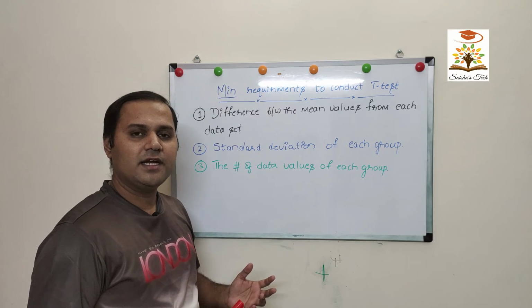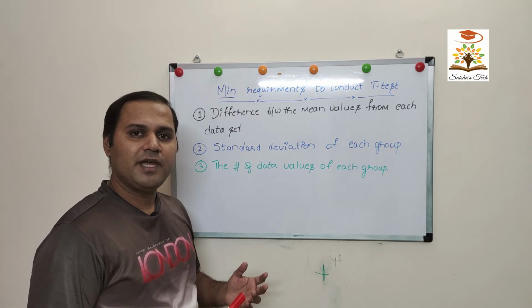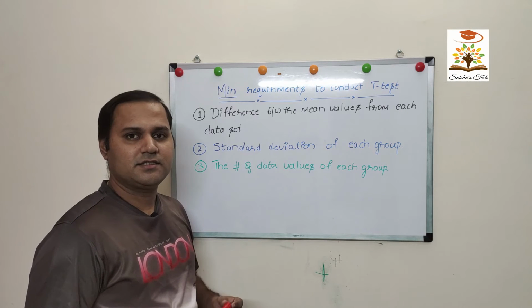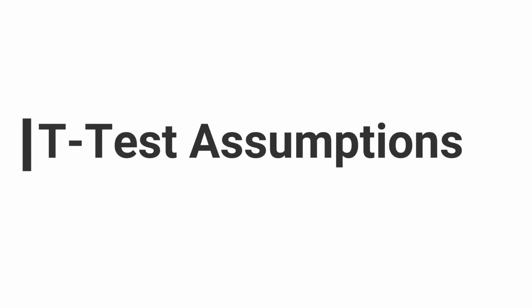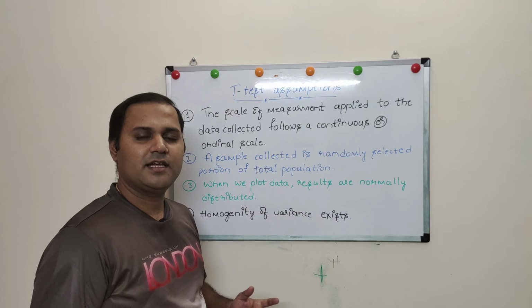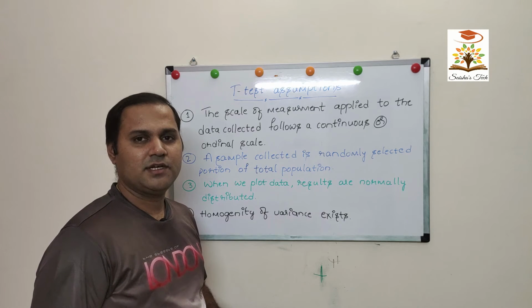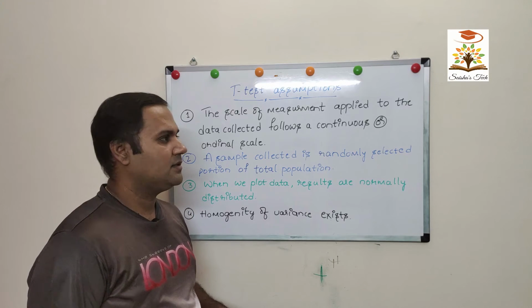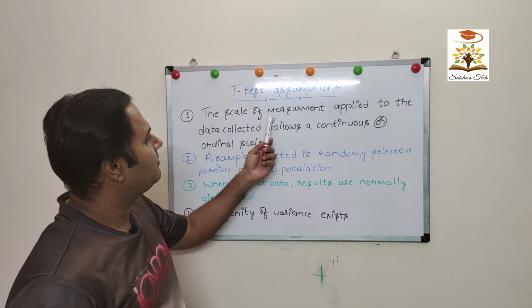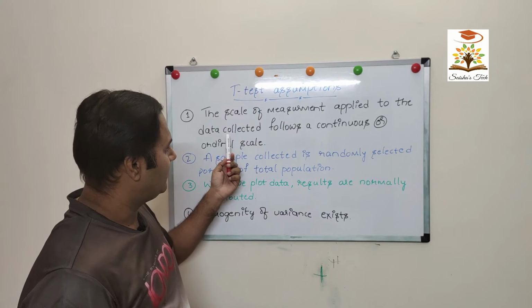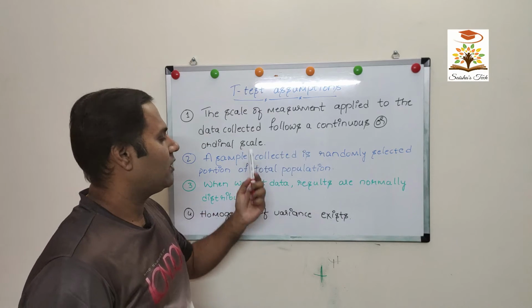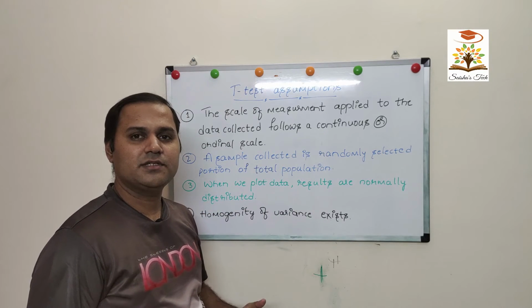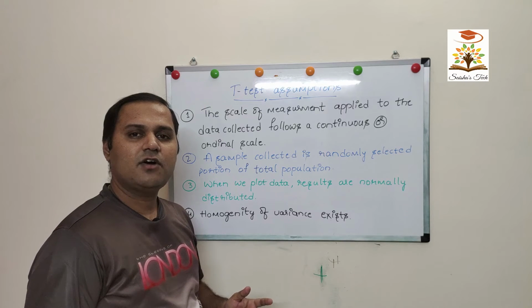Now, let us understand what are the assumptions we make during conducting t-test. There are totally 4 assumptions which we make during conducting a t-test. The first assumption says that the scale of the measurement which is applied to the data collected follows a continuous or an ordinal scale. Continuous means numerical values, ordinal means numerical which are ordered values.